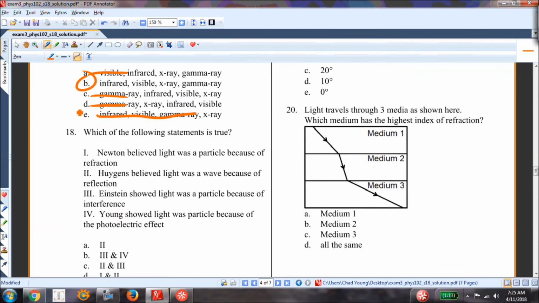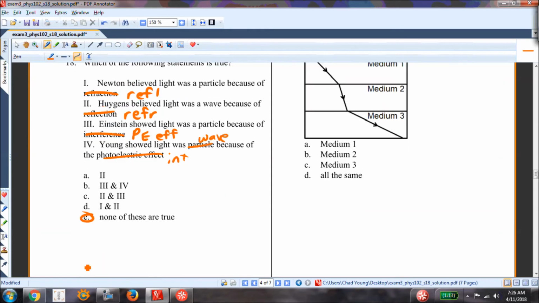Which of these statements are true? Newton believed light was a particle because of reflection. Huygens believed light was a wave because of refraction. He did believe light was a wave. Einstein showed light, or he believed light was a particle because of the photoelectric effect. And Young showed light was, he thought it was a wave because of interference. So all of these are wrong for various reasons. None of these are true.